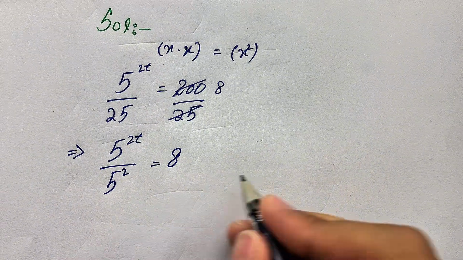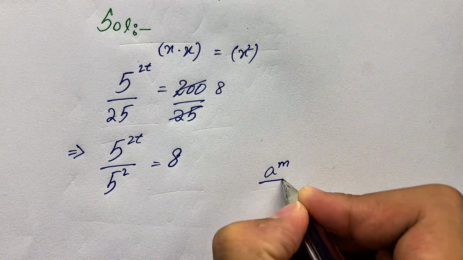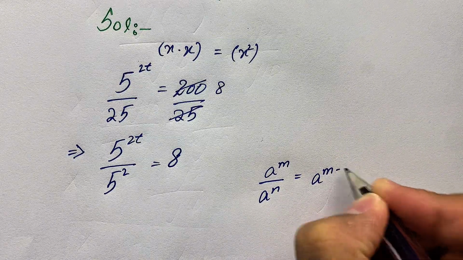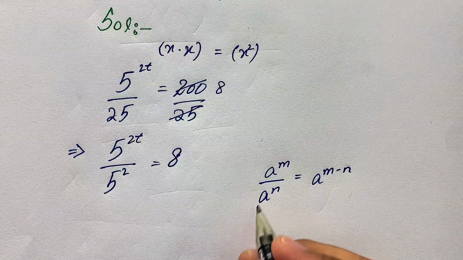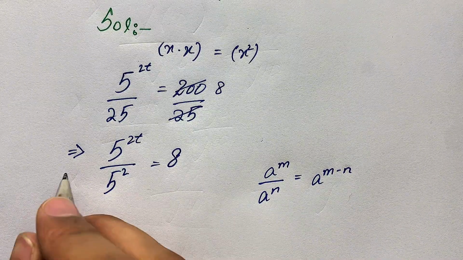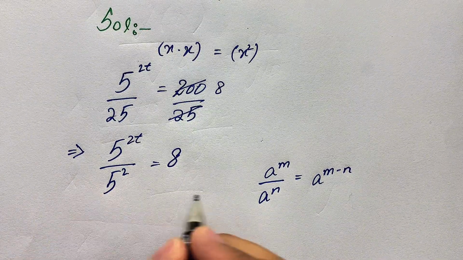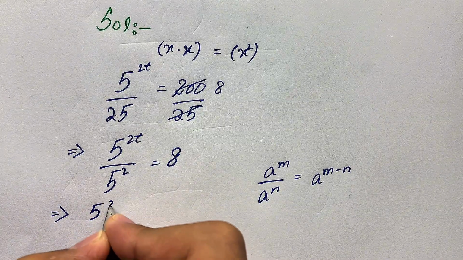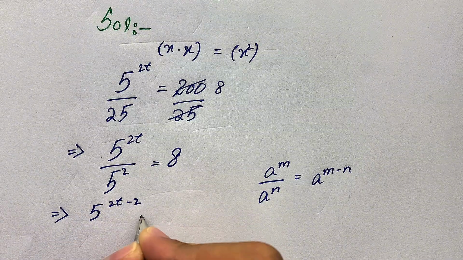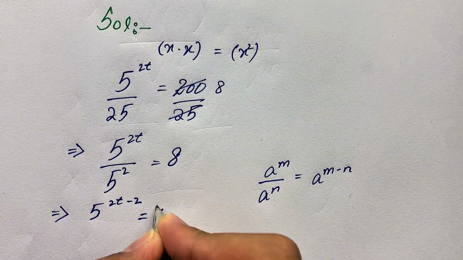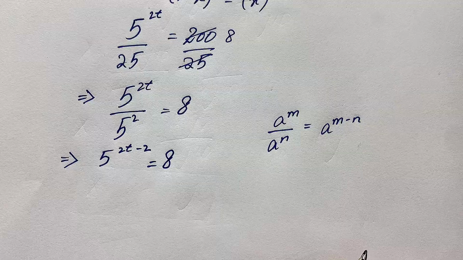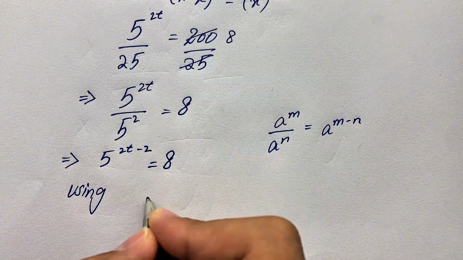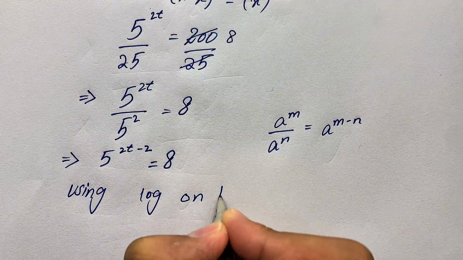Now as we know that a to the power m divided by a to the power n is equal to a to the power m minus n. This is our formula. Now we are applying this. We get 5 to the power 2t minus 2 is equal to 8. Now we get this value. Use log on both sides.